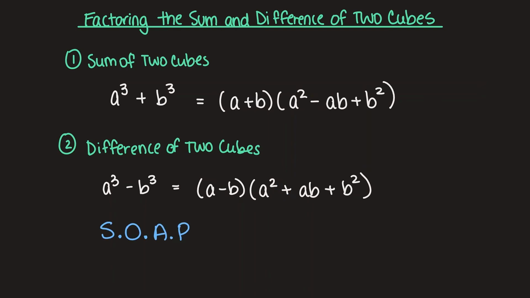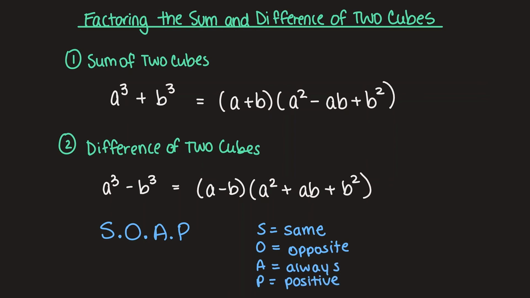And a helpful mnemonic is SOAP, where S stands for same, O stands for opposite, A stands for always, and P stands for positive. So for example, if we look at the sum of two cubes formula, we have the same sign here, opposite signs here, and the last term is always positive. And the same thing works if we look at the difference of two cubes formula. We have the same sign here, opposite signs here, and the last term is always positive. So let's try some examples where we can apply these formulas.